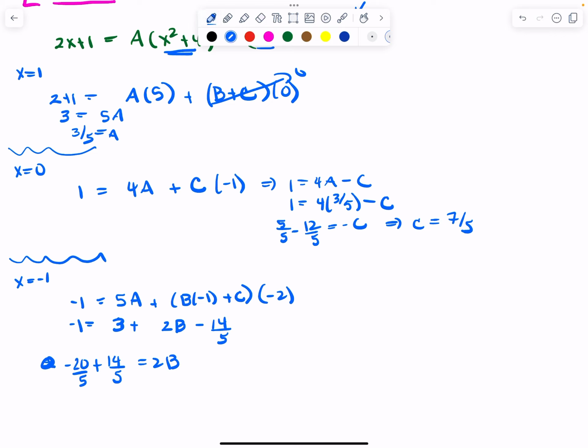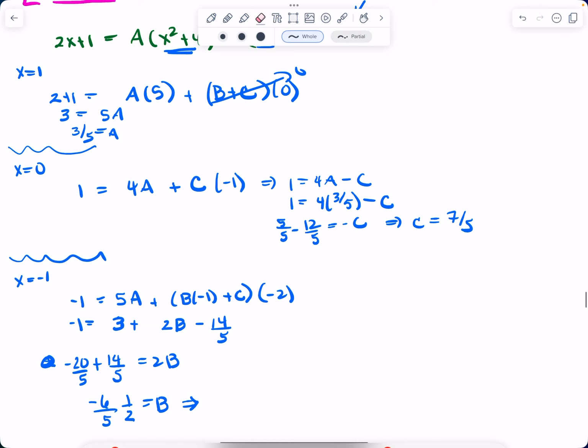-20/5. So this is really -6/5. Then divided by 2. So divided by 1/2 is b. This tells me that b, well, let me just write equals. b is equal to -3/5.